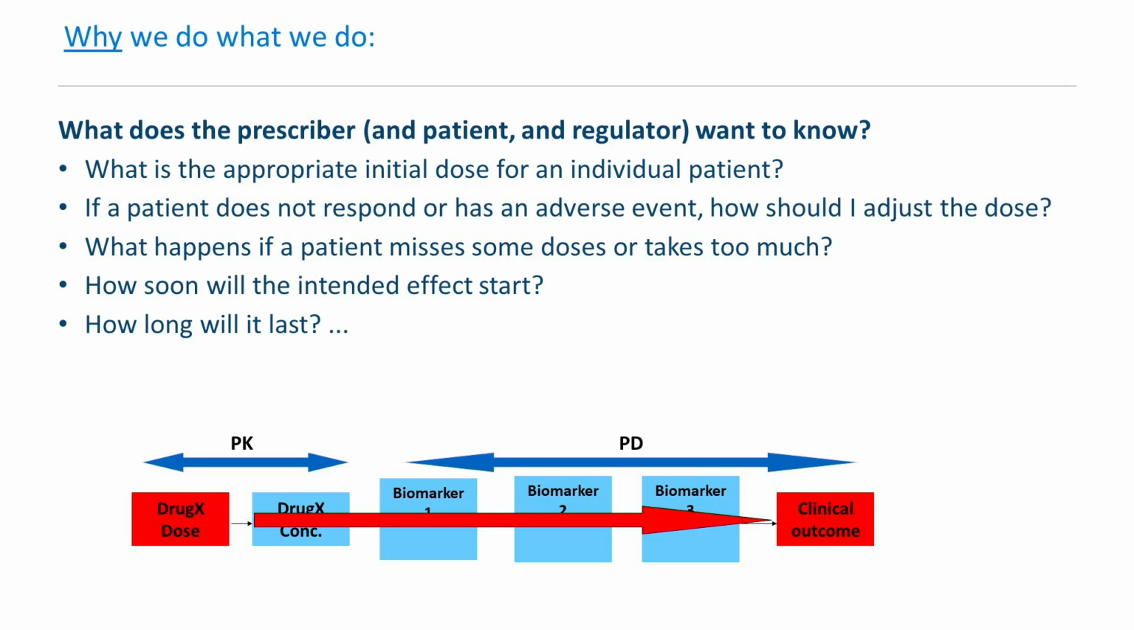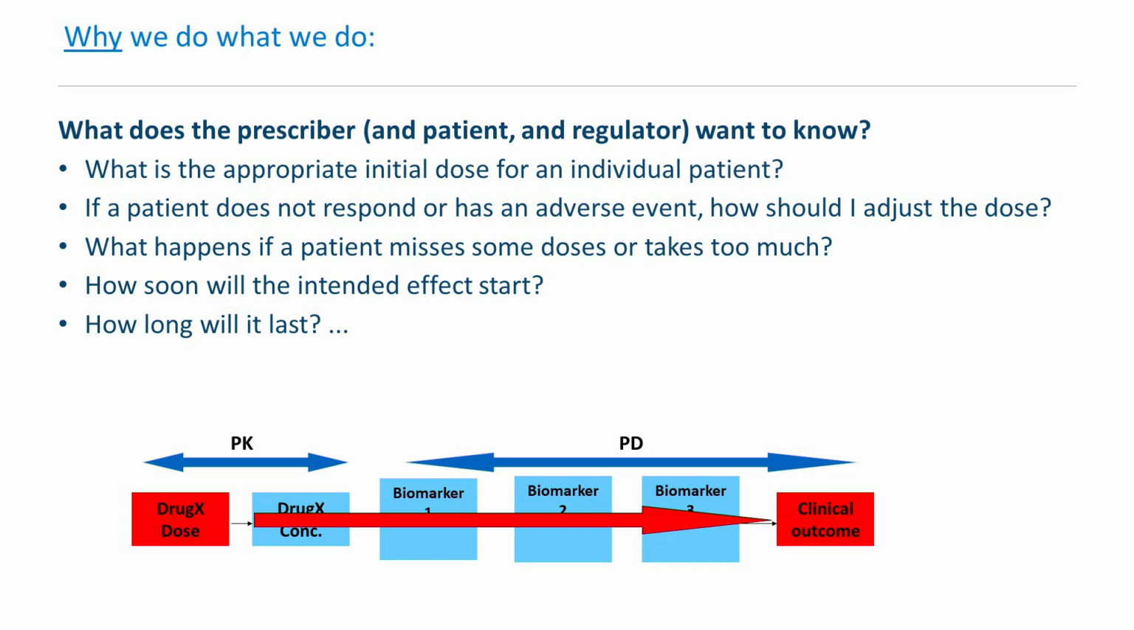So let me jump in and talk about why we do what we do. And when I say we, I mean modeling and simulation scientists or pharmacometricians. When a patient goes to the doctor's office and they're sick or they're not feeling well or they have a disease and they get a drug, all they really want to know is, when will I feel better? If I take this drug, when am I going to get a response? But the prescriber, patient, and regulator actually have many more questions.